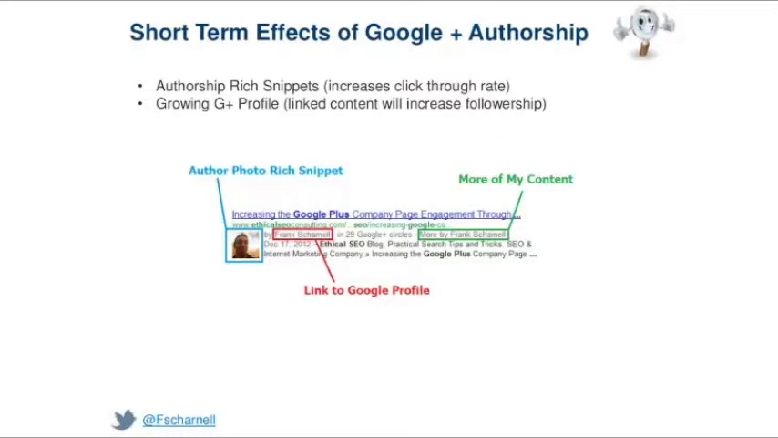So you have the snippets there, you have the link to your profile, and you have more of my content. So that's really valuable to any user. And the picture is really what gets everybody to click through on this search engine result, or SERP. It really sticks out in a crowd, especially if no one else is using authorship-rich snippets. So go ahead and apply the Google Plus authorship for this short-term effect to your results on your content.